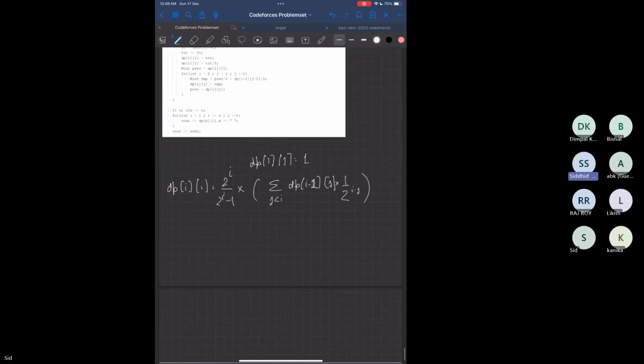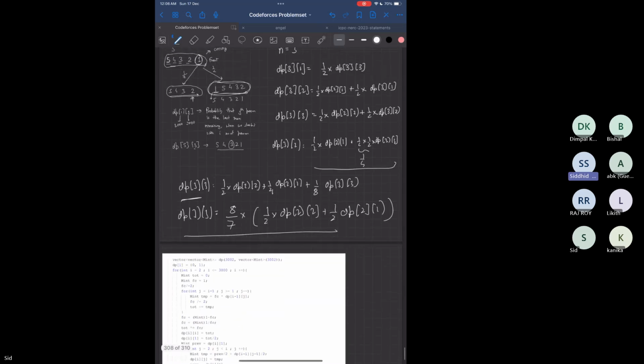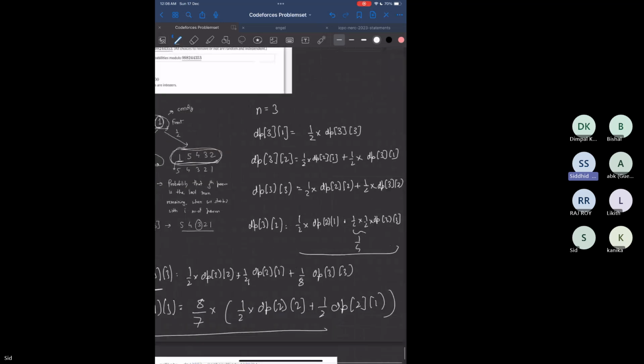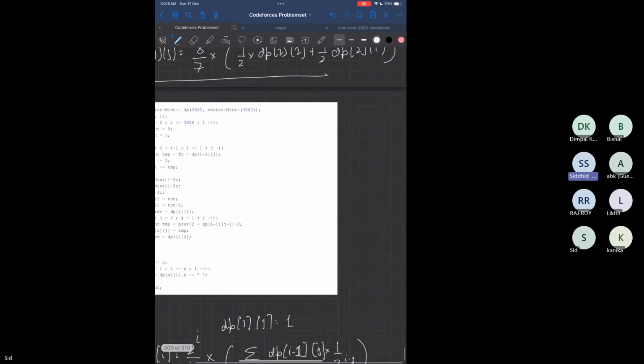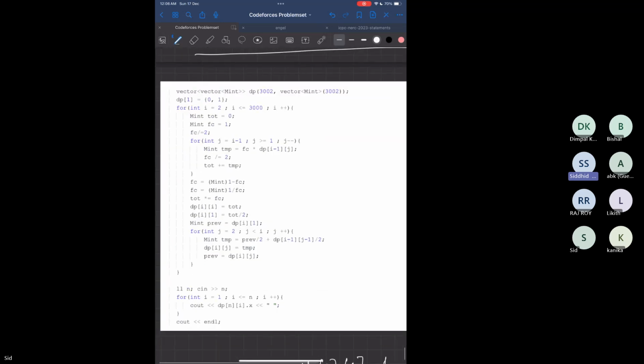Using this formula we can easily calculate dpii, and when we calculate dpii, like in this case, after we have calculated dp11, we can put the value of dp11 here and get dp2. We can use this dp2 and put this here to get dp3, and we can go on like that. I hope the basic idea is clear for this question.